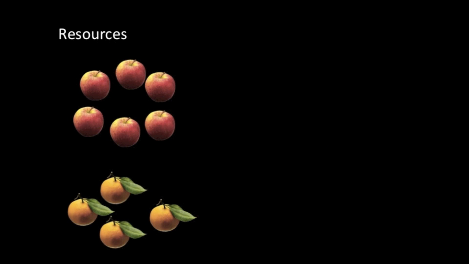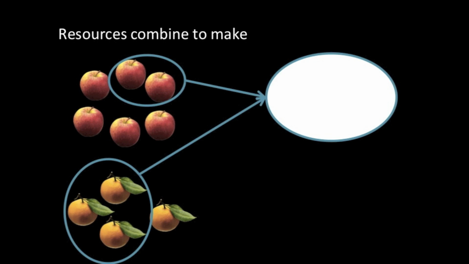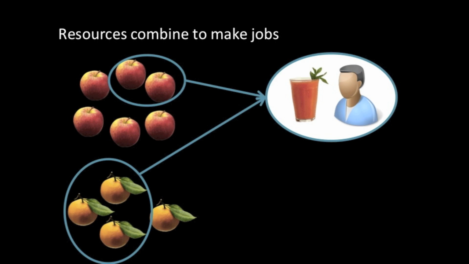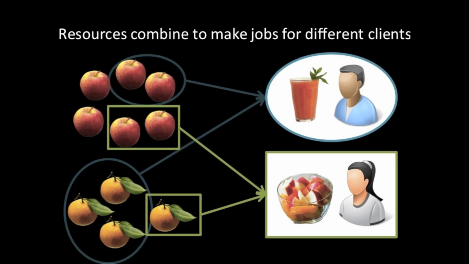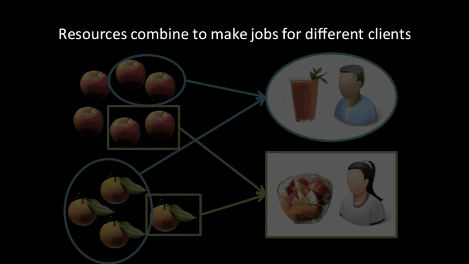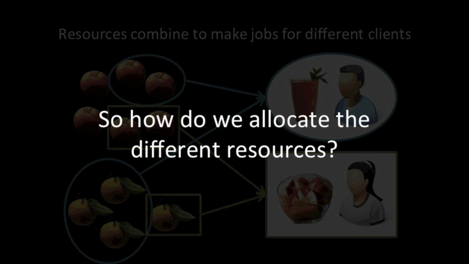More generically, let's say we have to allocate apples and oranges among different clients. These combine to process jobs for a client. For instance, 2 apples and 3 oranges might make apple-orange juice. For a different client, 2 apples and 1 orange can make a fruit salad. So given that resources combine to complete jobs for different clients, we have a fundamental question. How do we allocate the different resources?